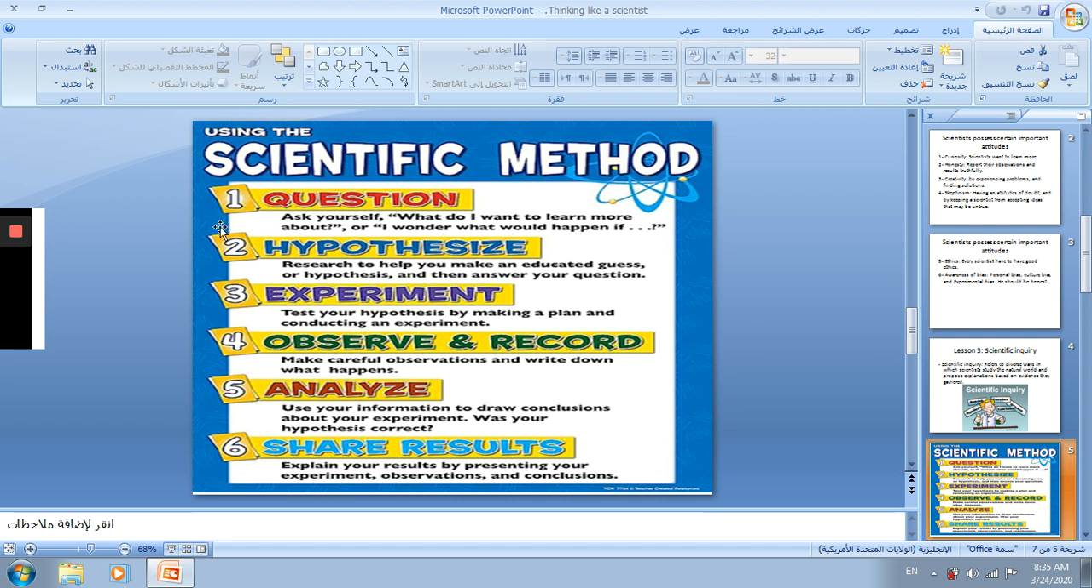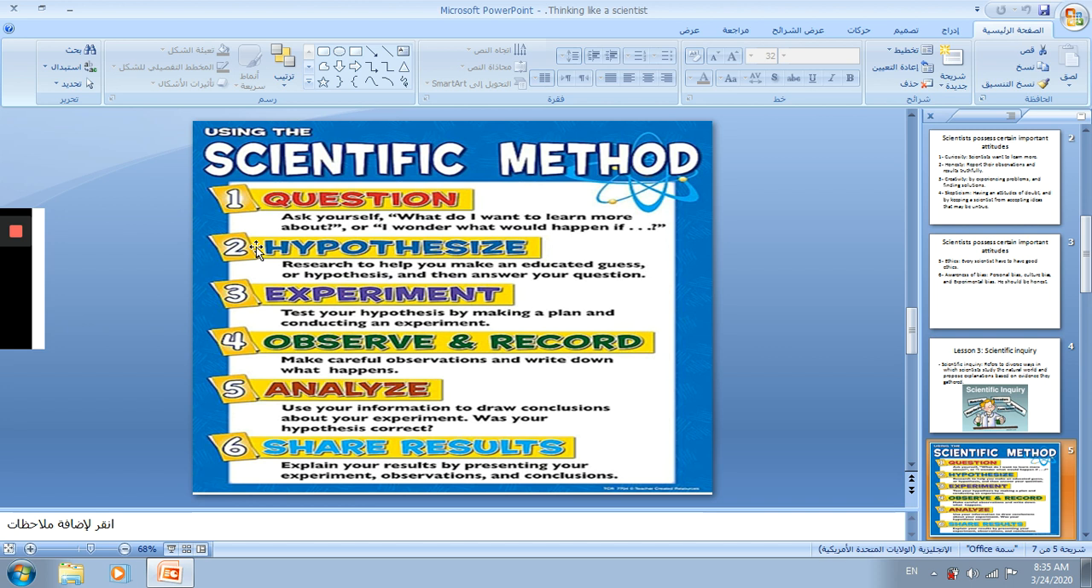So the first one, ask yourself a question. Ask yourself, what do I want to learn more about, or I wonder what would happen if. Each scientist asks himself before doing anything. So the question is an introduction for any experiment a scientist wants to do. This is the first method, the introduction method, for scientific processes or scientific experiments. So, to hypothesize.